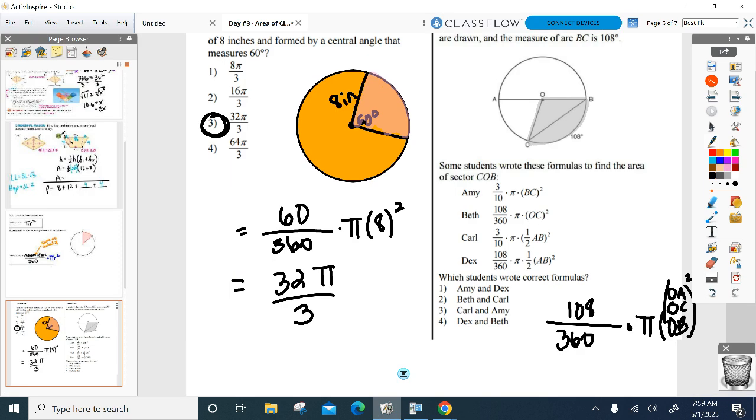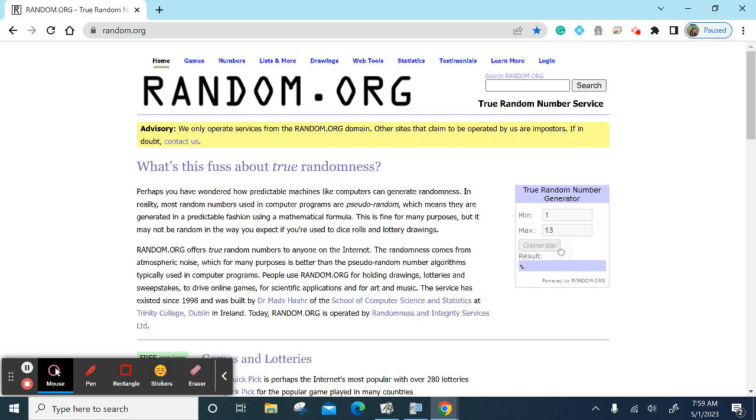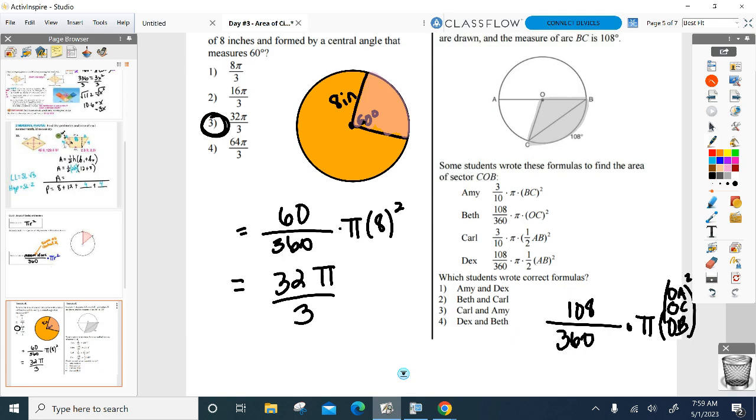Times pi times BC squared. We got a problem with that? Look at your diagram. What's BC? What's BC in that diagram? It's a chord, but I need a radius. Amy, embarrassing. Wrong.